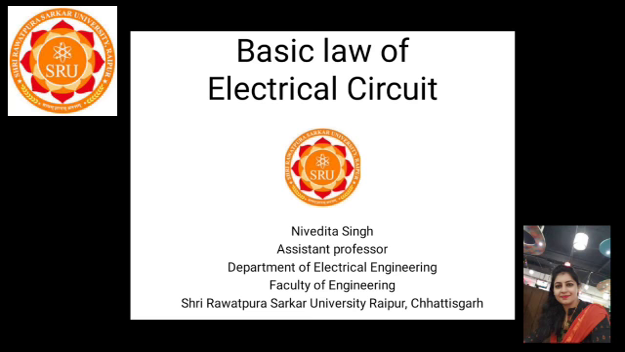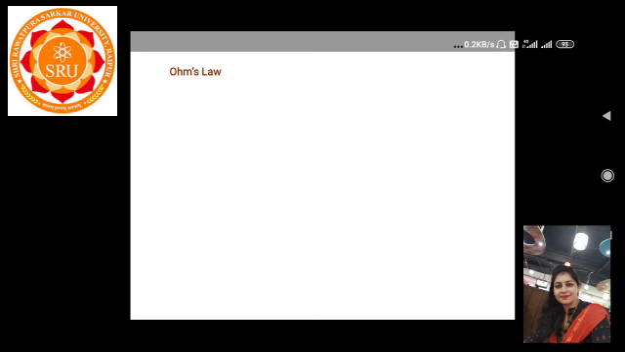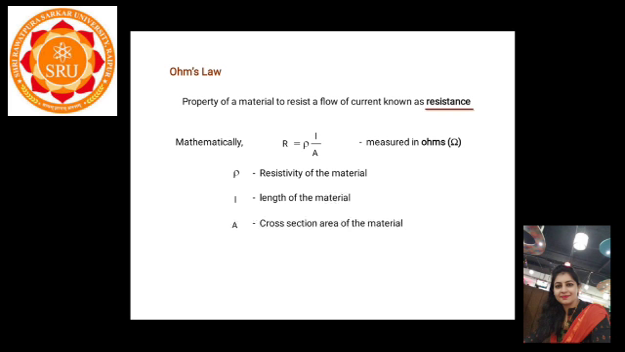Today we will discuss the basic laws of electrical circuits. Here we will discuss Ohm's law, Kirchhoff's law and many more things. Ohm's law: resistance is the property of a material to resist the flow of current. Mathematically, R equals rho L upon A. The unit of R is ohm, where rho is the resistivity of the material, L is the length of the material, and A is the cross-sectional area of the material. This is the symbolic diagram of resistance.